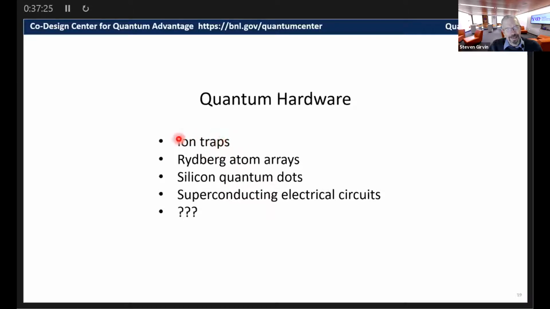Individual ionized atoms can be trapped in small groups of 30 or so, and you can manipulate their quantum states. There are things called Rydberg atom arrays, cold atoms that have one electron excited to a very high excitation level. There are quantum dots in silicon, where a sort of artificial atom with a few electrons is trapped in a piece of silicon. And then the thing we're working on here at Yale is superconducting electrical circuits. And then there could be some new technology out there that we haven't thought of yet that could be much better.